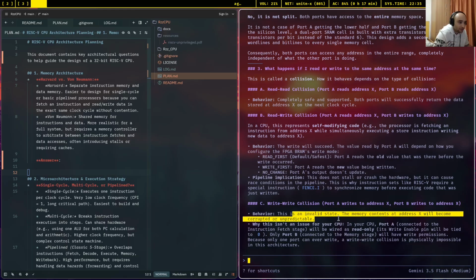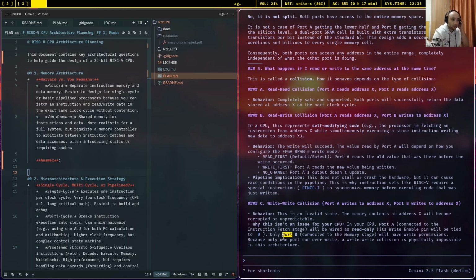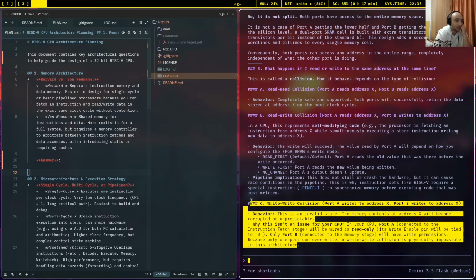Write-write collision is an invalid state. The memory content of address X will become corrupted or unpredictable. In your CPU, port A would be wired as read-only. Its write-enable pin would be tied to 0. Only port B will have write permissions. Right, because the instruction fetch can only fetch instructions, so this write-write collision can never happen.